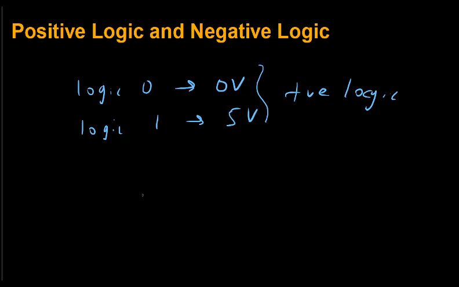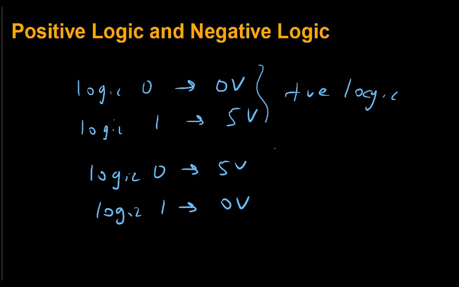Okay, then we also have a negative logic. So in negative logic, logic 0 is 5 volt and logic 1 is 0 volt. So this is negative logic. So here high voltage means logic 0, and low voltage means logic 1. So let us see this with one example.